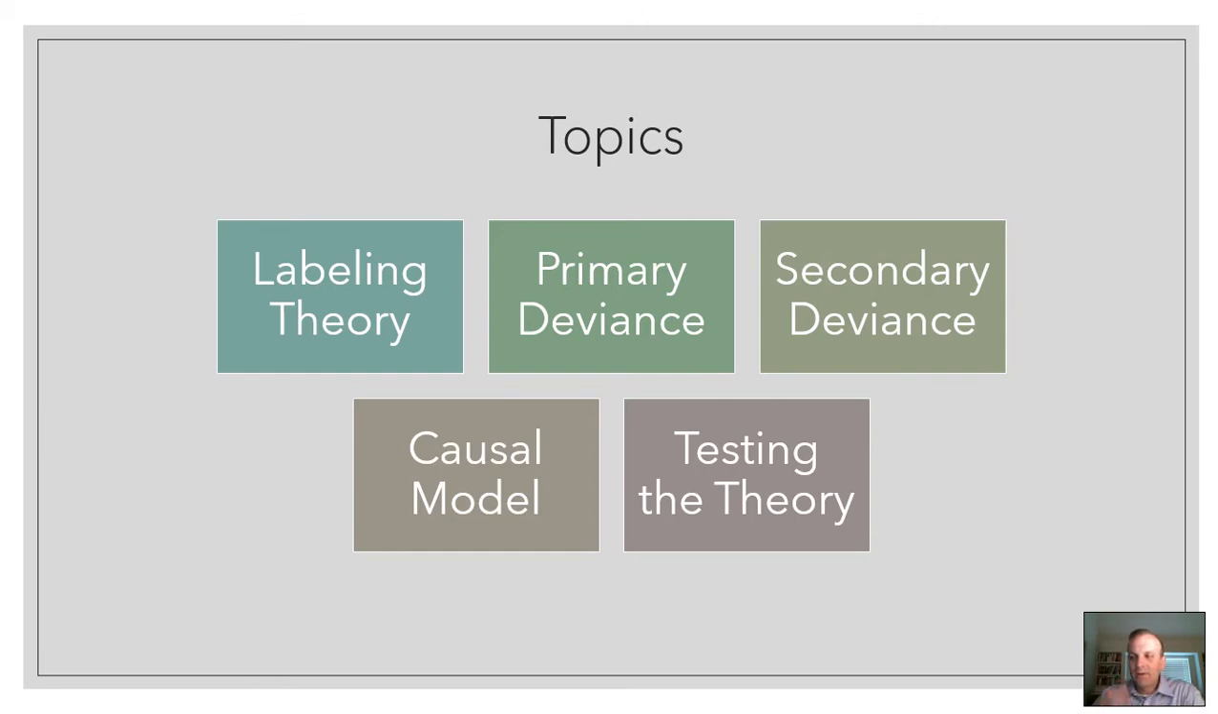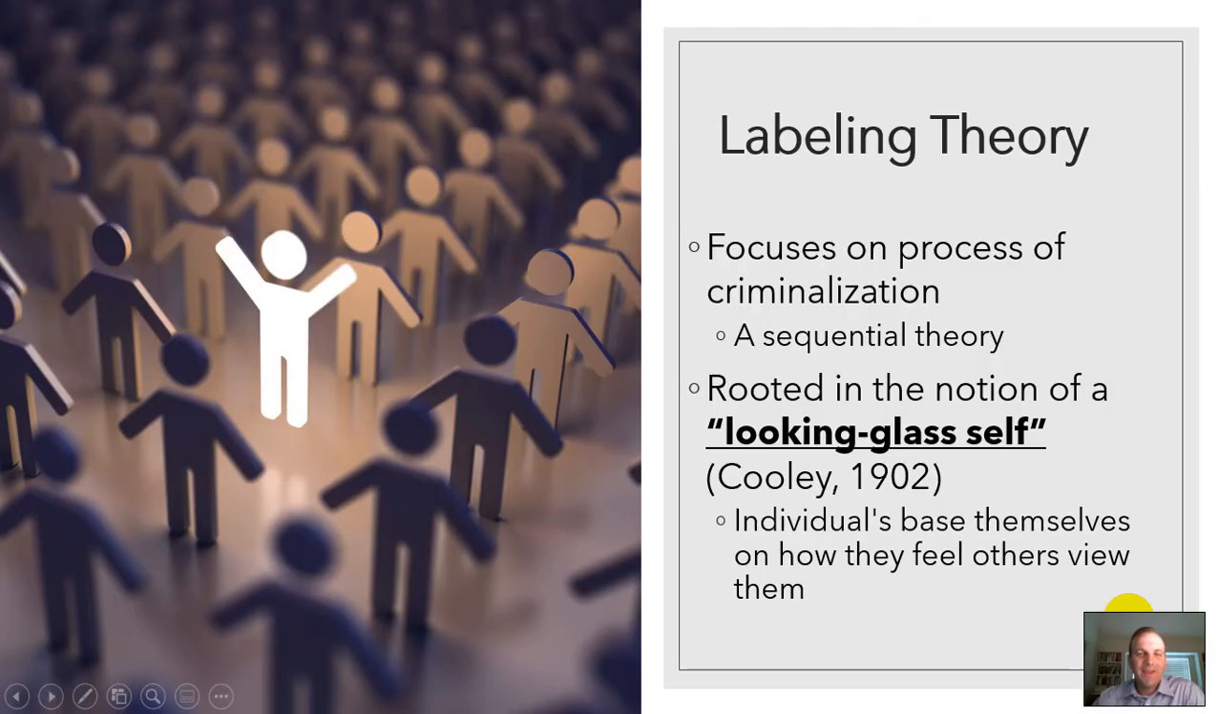So this is really explaining the process of how one becomes involved in a deviant or delinquent lifestyle based on a label that may or may not be attached to that individual. All right, and then going to wrap up the video just quickly talking about testing the theory. This is one of the more difficult theories to test and analyze in an empirical fashion. Nevertheless, labeling theory. So it's really a sequential theory, right?